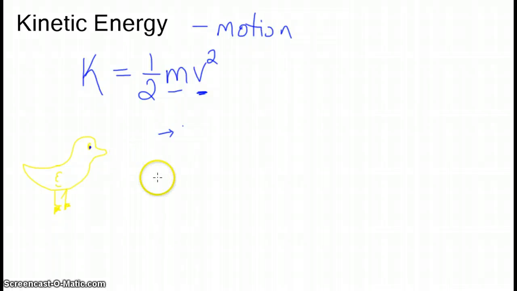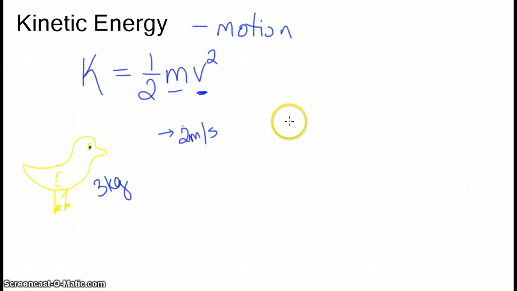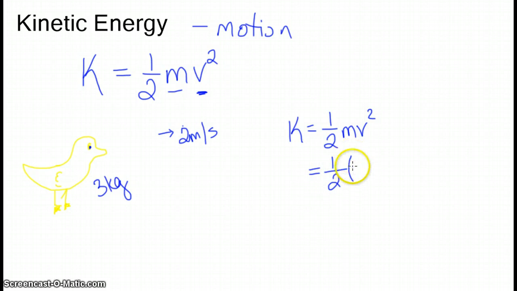So let's look at an example. Let's say that we have a 3-kilogram duck, and it is going to fly past us at 2 meters per second. When we look for the kinetic energy, first, as always, we write our formula, 1/2 mv squared. We're going to look at inserting those values. So we have 3 kilograms and 2 meters per second quantity squared. So that's going to give us 1/2 times 4 times 3. So that's going to give us 6 joules.